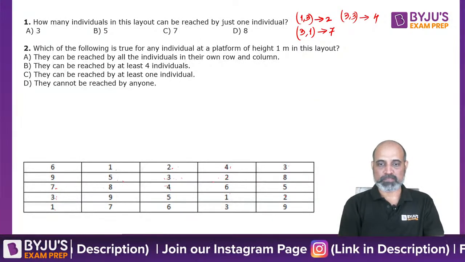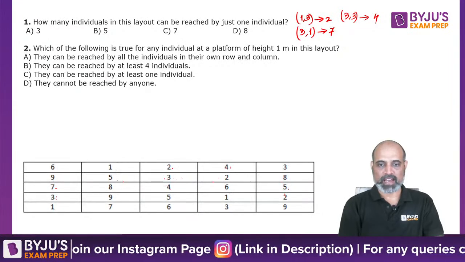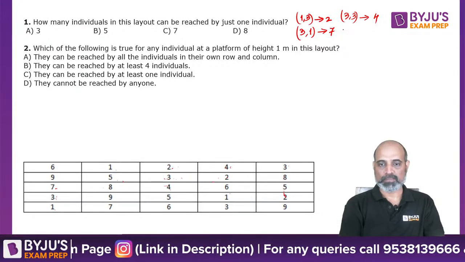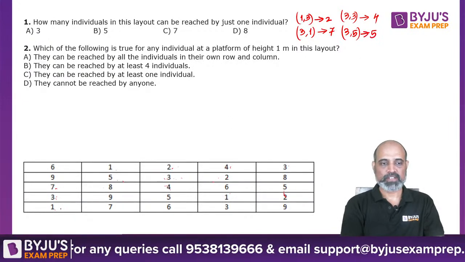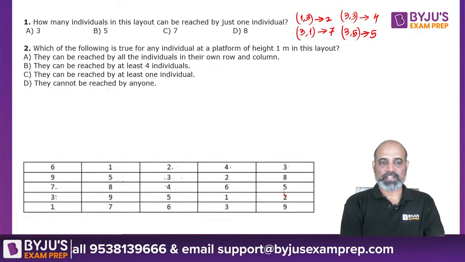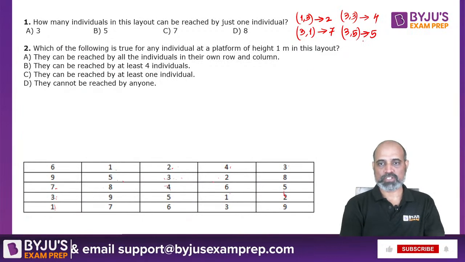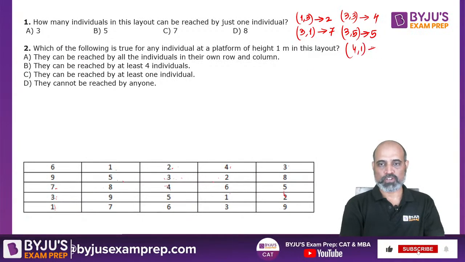5 can be reached by 2 and 9 can't reach 5. So only one person. So this is third row, fifth column, which is that number 5. 3 can be reached only by 1. So this is our fourth row, first column, 3.